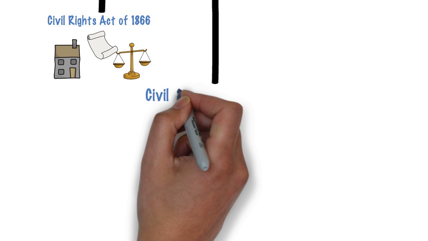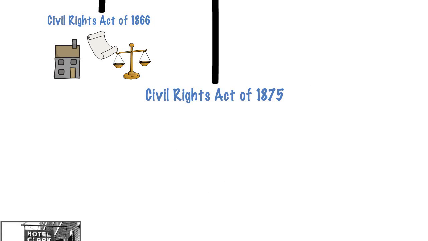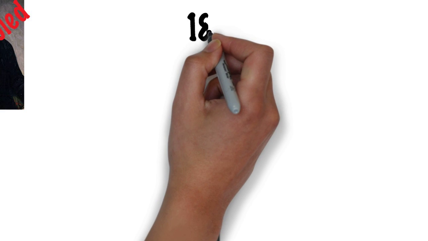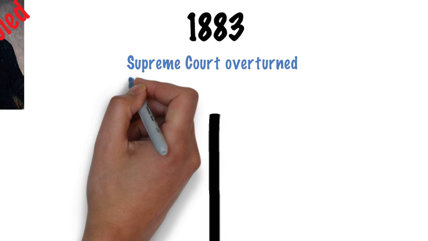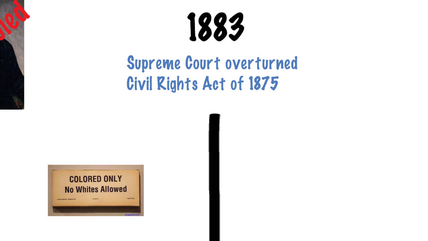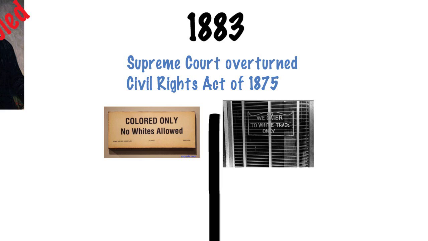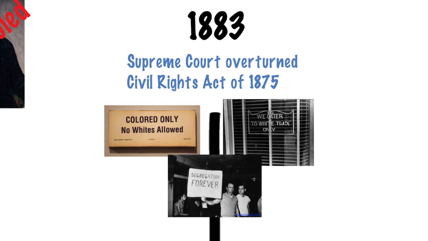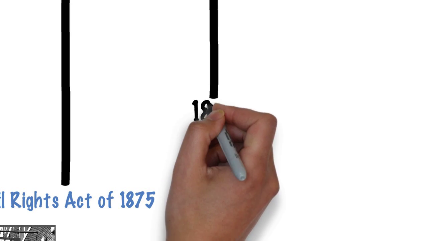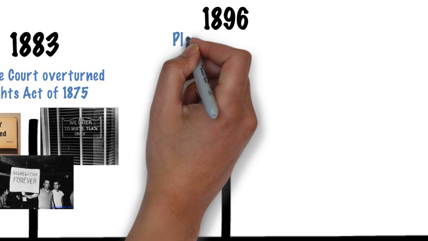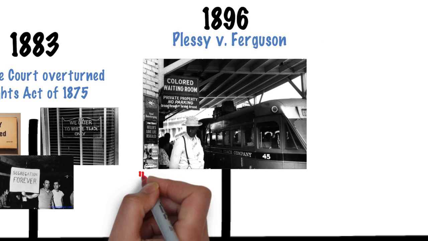In 1875, Congress passed the Civil Rights Act of 1875, prohibiting discrimination in inns, theaters, and other places of public accommodation. In 1883, the Supreme Court overturned the Civil Rights Act of 1875 and declared that the 14th Amendment does not prohibit discrimination by private individuals or private businesses. In 1887, segregation known as Jim Crow emerged. In 1896, Plessy versus Ferguson established the doctrine of separate but equal.